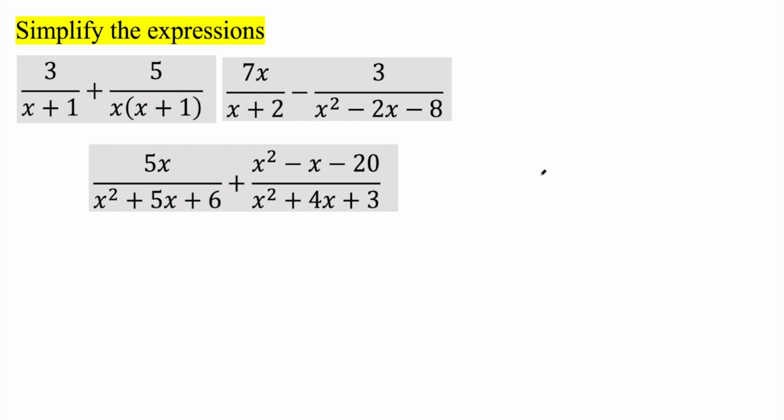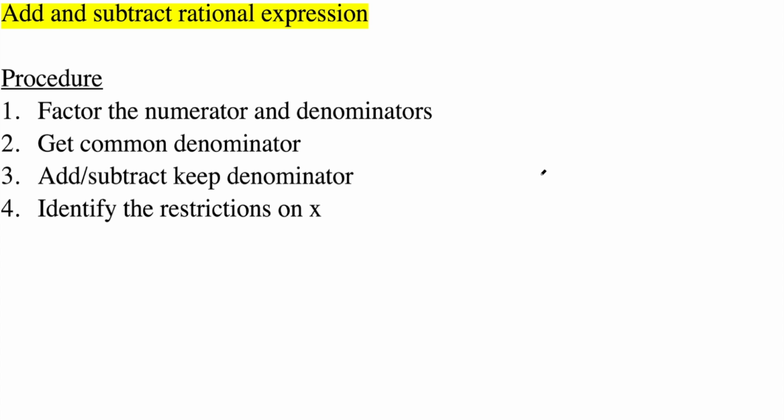Okay, in this video, we are going to add and subtract rational expressions, and these are the three problems that we will solve together. But before we solve them, this is my procedure whenever I add and subtract rational expressions. My first step says factor the numerator and denominator. Second step says get a common denominator. Third step says add or subtract, keep the denominator, which is the common denominator. And the fourth step says identify restrictions on x.